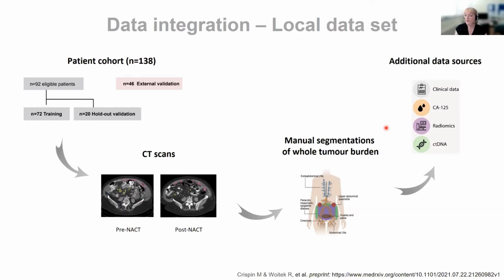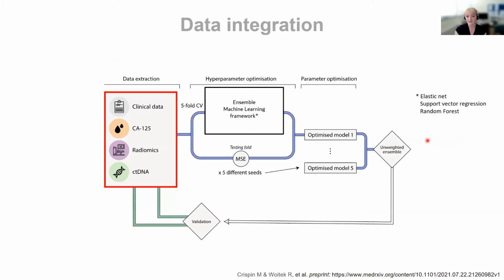For the images, we computed radiomics, and we combined the radiomics with the clinical data that were available for these patients, with CA125, which is a blood-based biomarker that is very often assessed in patients with suspected or diagnosed ovarian cancer. And then we also included circulating tumor DNA assessments that were done for these patients. We fed this multi-omics data set into an ensemble machine learning framework, and we basically wanted to predict, as I said, a patient's volumetric response to neoadjuvant chemotherapy.